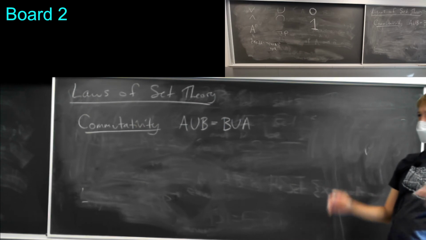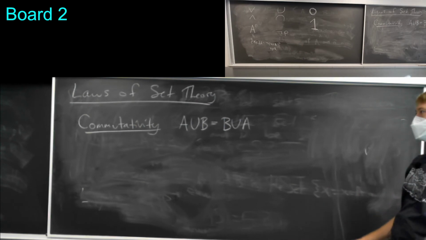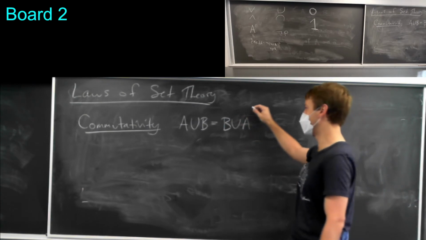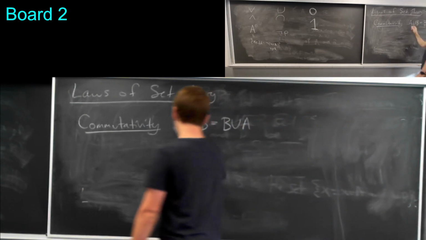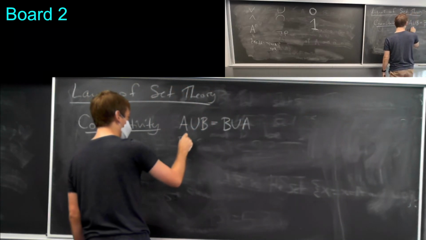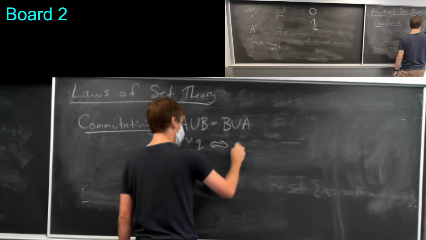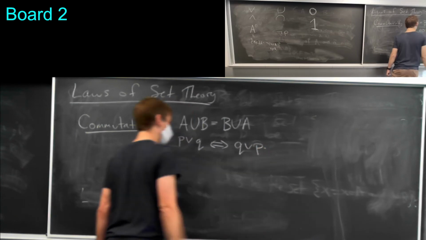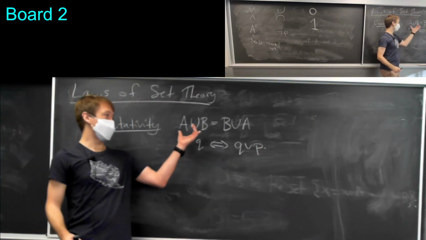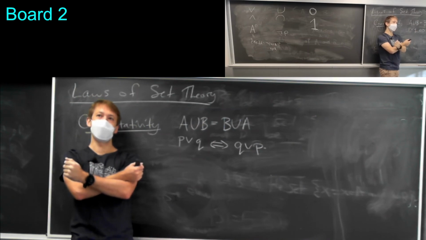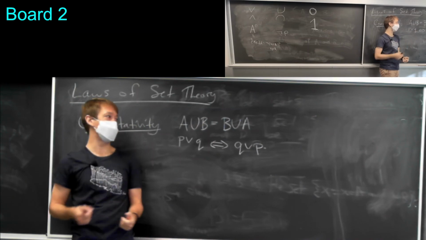I do recognize that probably a lot of people have already forgotten what these laws of logic are, but this is good to remember. Commutativity said that P or Q is logically equivalent to Q or P. And for sets, it's the same thing: A union B is the same as B union A. It just says you can swap the two sides.